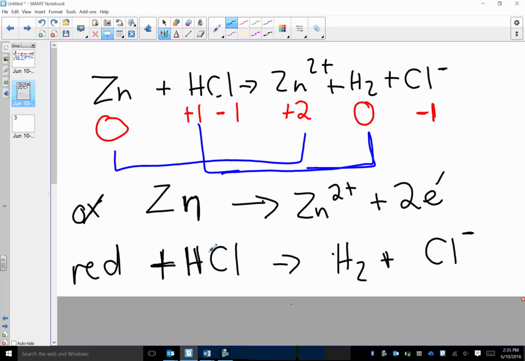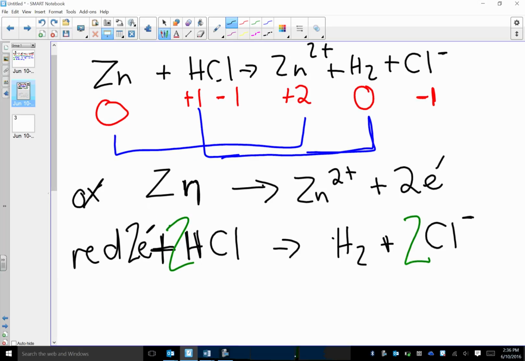Here I have 2 H's, here I only have 1. So I'm going to balance by putting a 2 in front. Okay, now I have 2 chlorines, so I'm going to have to put it here. So now we need to look at the number of electrons that are involved. I have 2 H's, each with a charge of +1. So a total charge of +2, and I went to 0 here. So I gained 2 electrons.